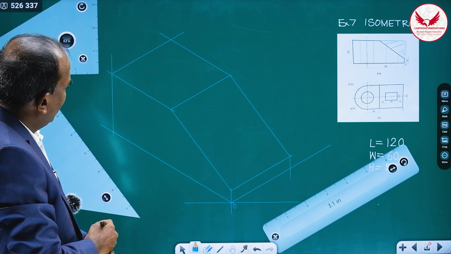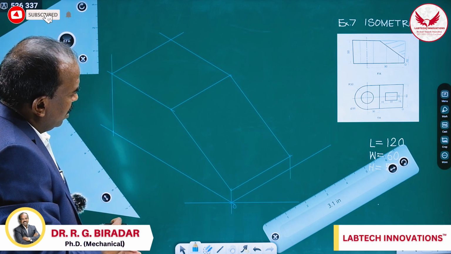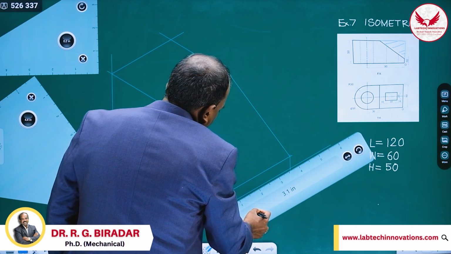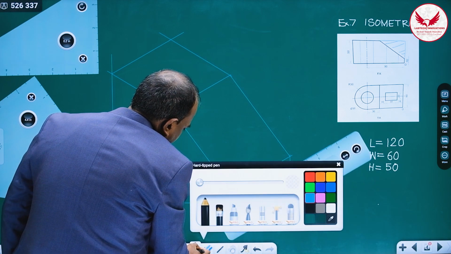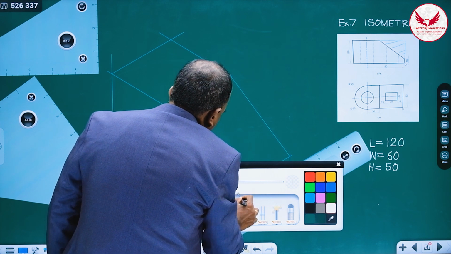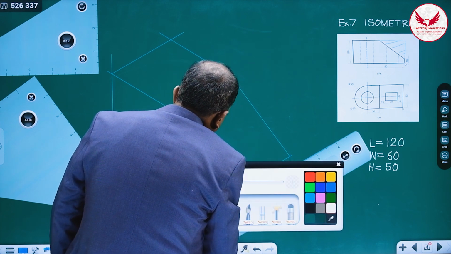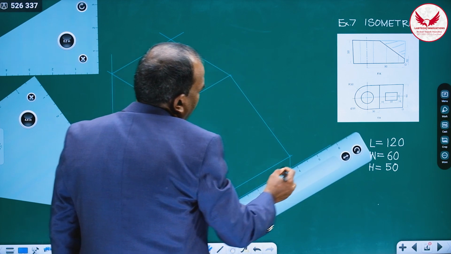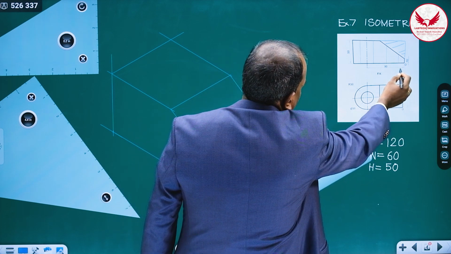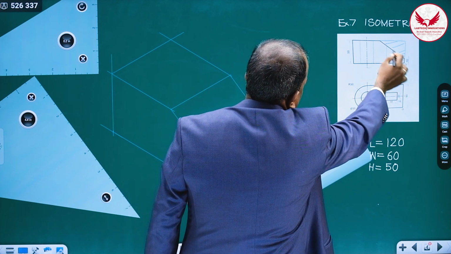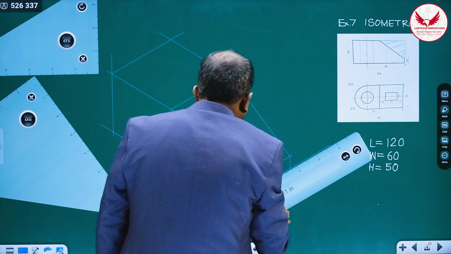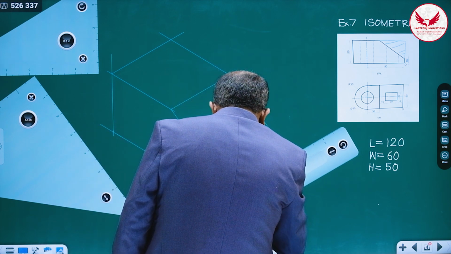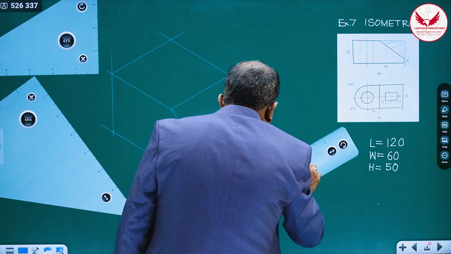And always what I'll suggest, whenever you are drawing, first draw the easiest part, and from the origin again, if you see it neatly, so this portion we can mark. How we can mark from the origin, so the width is 60, and except this slot, this portion already we have drawn, so only what we have to do, we have to make it dark.